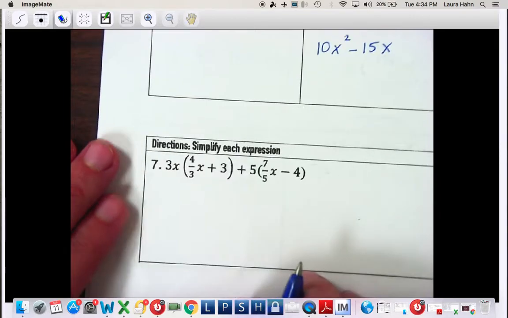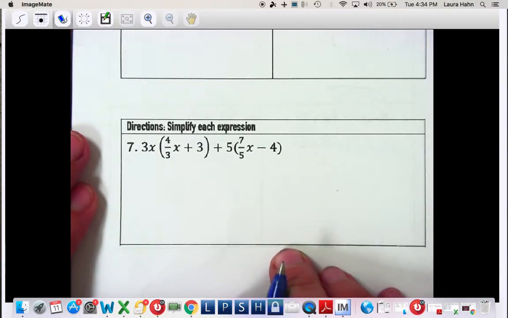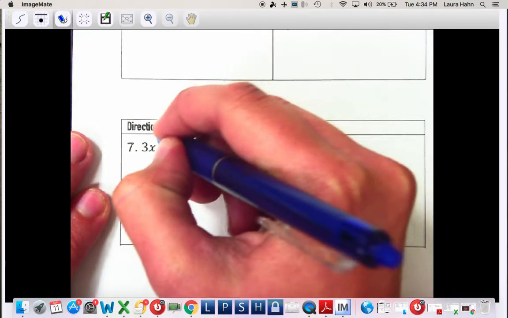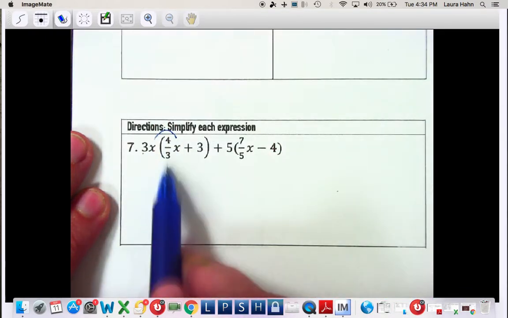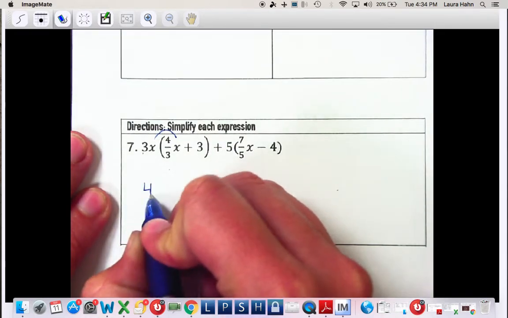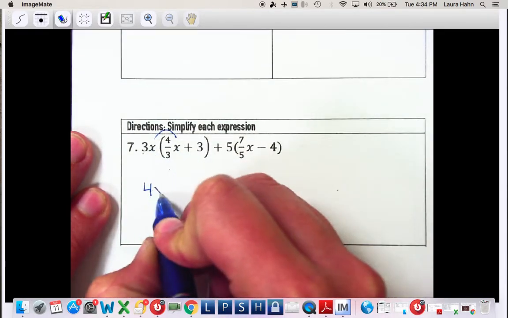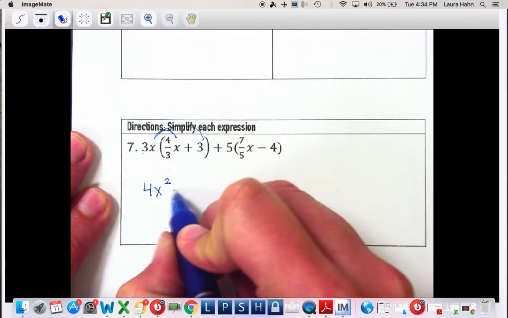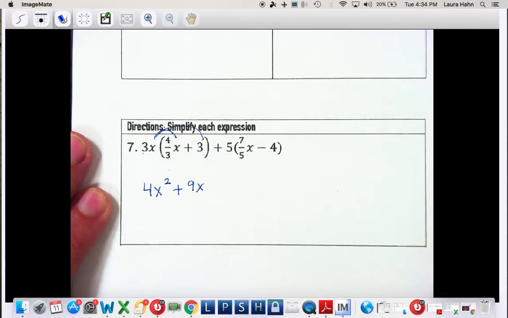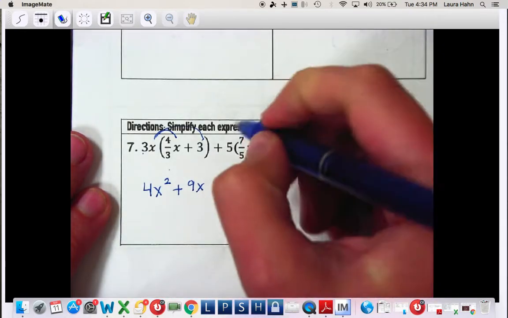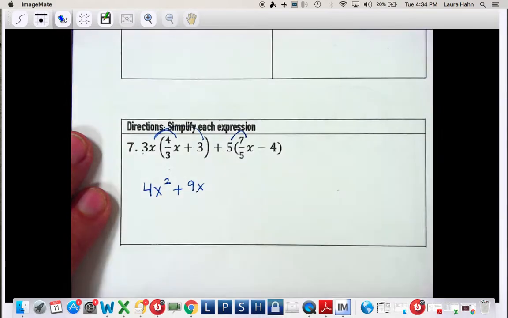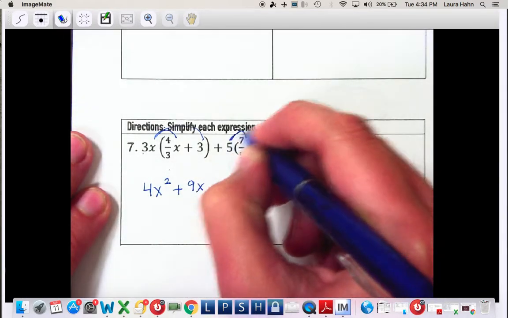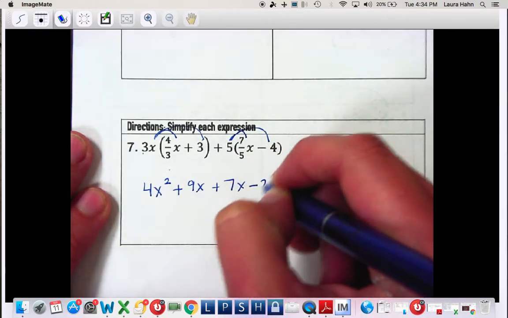All right, more examples. We're going to have to distribute first with the 3x and then again with the 5. So numbers first. 3 times 4/3 is 4. X times x is x squared. 3x times 3 is going to give us a positive 9x. All right, second time. 5 times 7/5 x is just a positive 7x. And then finally, 5 times negative 4 is a negative 20.